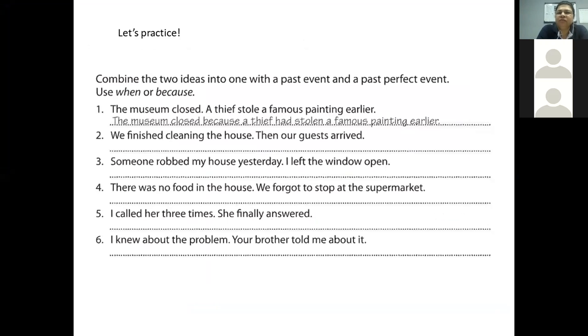The museum closed. A thief stole a famous painting earlier. Herbert, can you please help me? With the example, yes, and then you continue. The museum closed because a thief had stolen a famous painting earlier. Nice, very good. Can you please do number two? We finish cleaning the house. Then our guest arrived. So we figured out the correct answer for this one is we had finished cleaning the house when our guests arrived. Do you agree? Very good.